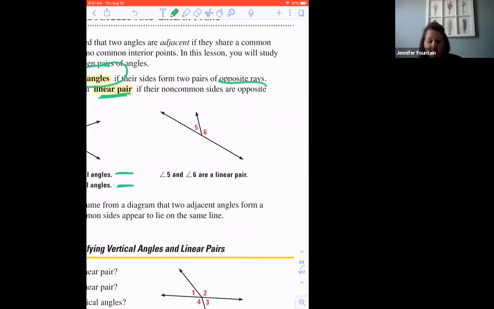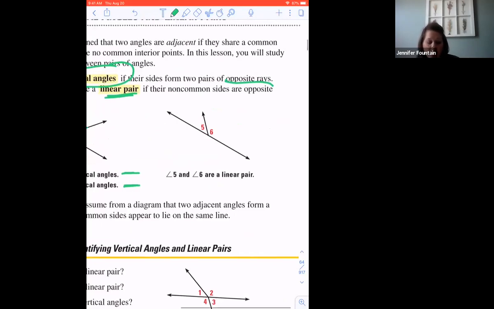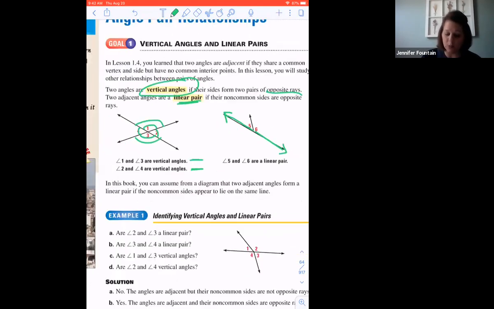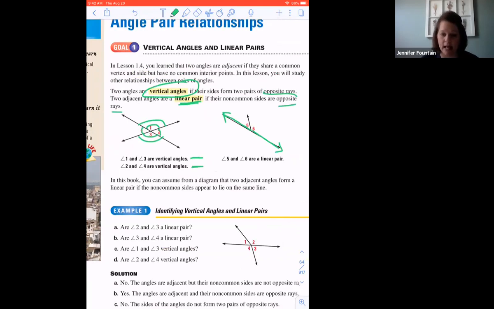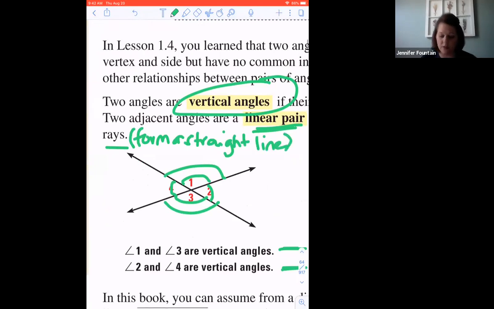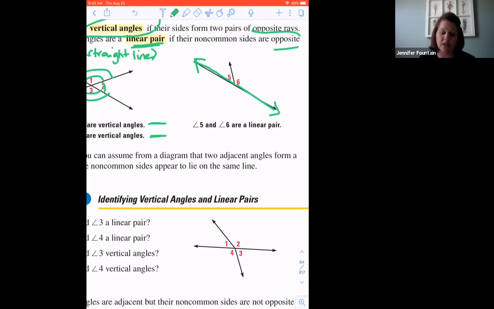Now, if we come over here, 5 and 6 are a linear pair because their non-common sides are opposite rays. So what that means is the non-common side, you've got this one, and then you've got this one. And remember, they are opposite rays, and opposite rays form a straight line. So that's going to be the rule for opposite rays, but you know that these are linear pairs, angle 5 and 6.